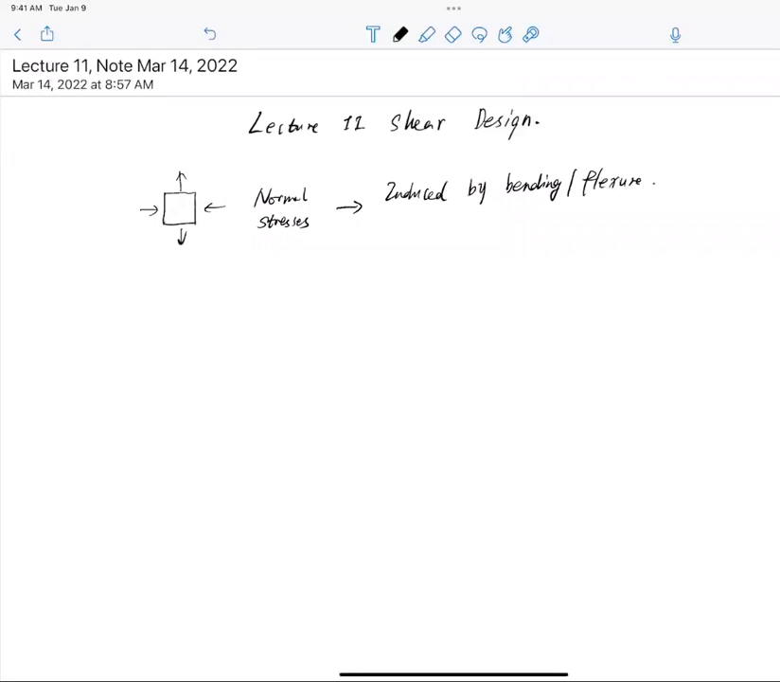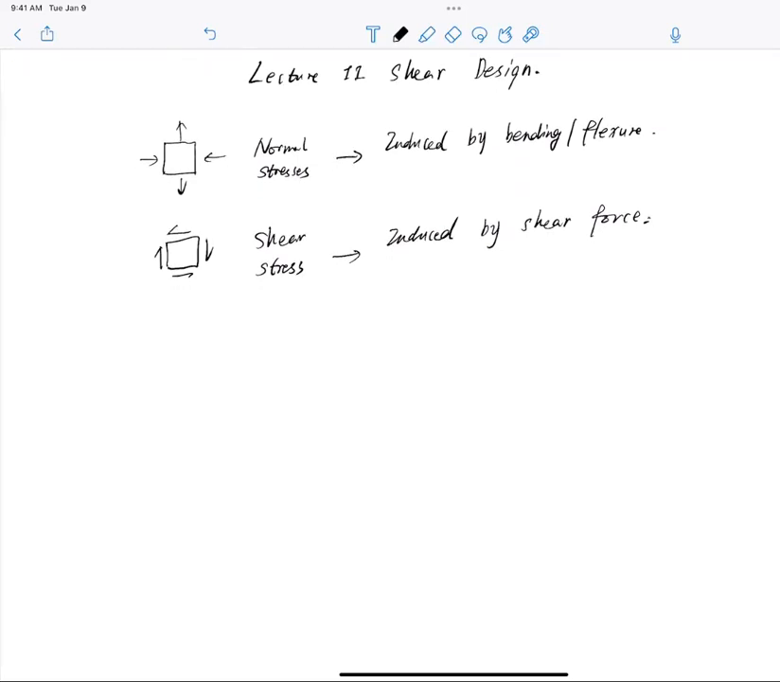Okay, and also you may have another type of stress that is stress on the surface, right? And that, ladies and gentlemen, is called shear stress. And these are typically induced by shear force. All right. So these are two types of stresses exerted in the beam by the external loading, right?